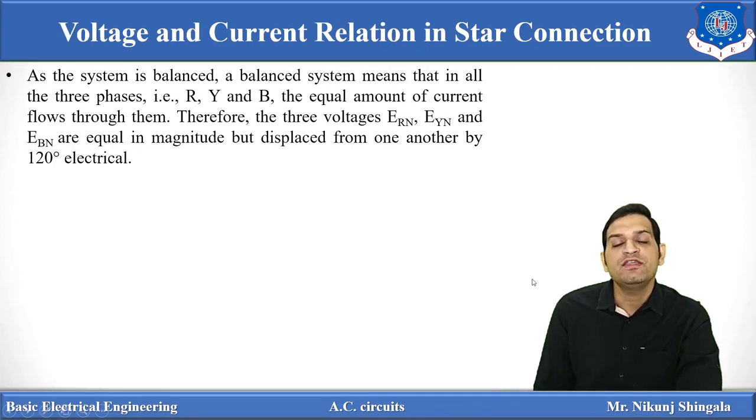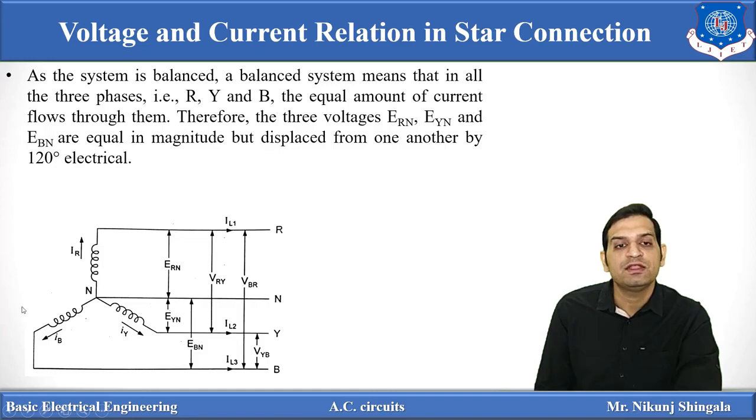Now, voltage and current relations for a star connected system, maybe a source or maybe a load. As we are assuming that the system is balanced, all these three phases R, Y and B carry an equal amount of current. Therefore, the three phase voltages ERN, EYN and EBN will also be equal in magnitude, but all of them will be displaced by 120 degrees from each other, because the windings are displaced by 120 degrees electrical angle.